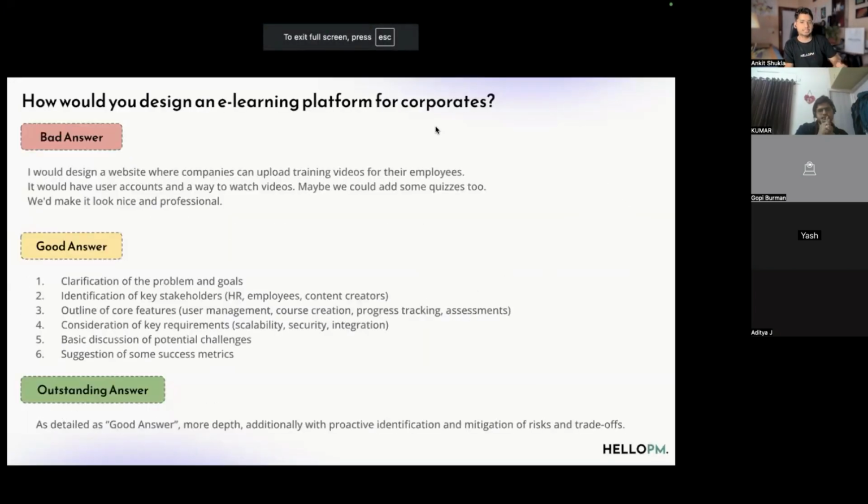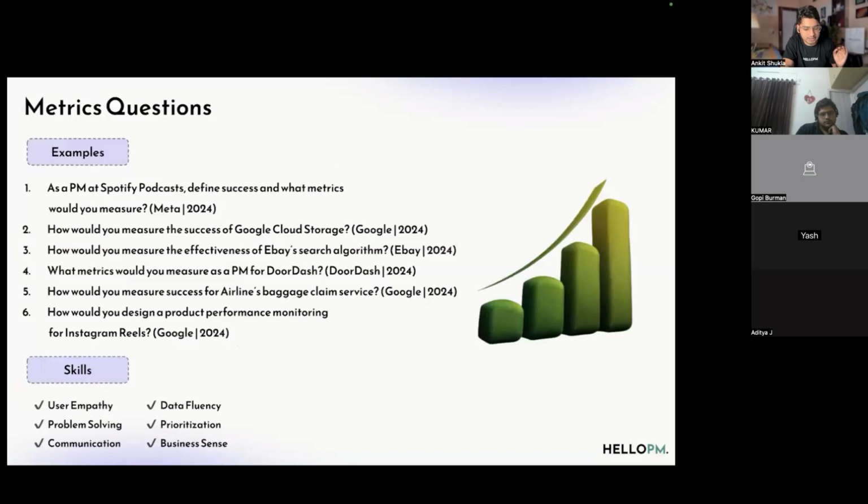Now, guys, after the session, I'll also give you a list of more questions and maybe some ideas to solve these questions as well. Okay. Now let us go ahead and move to the next type of questions, which is the metrics questions.